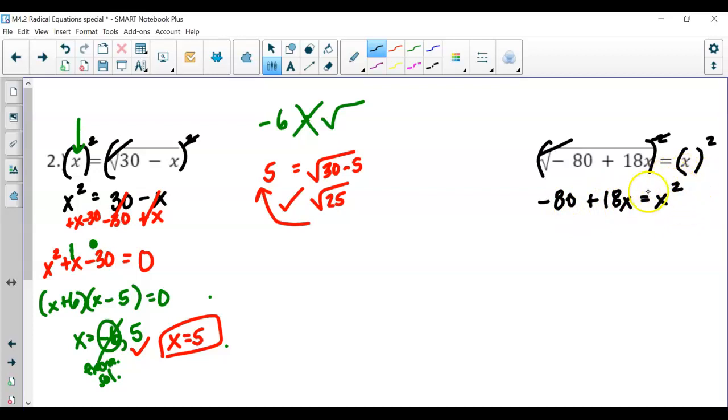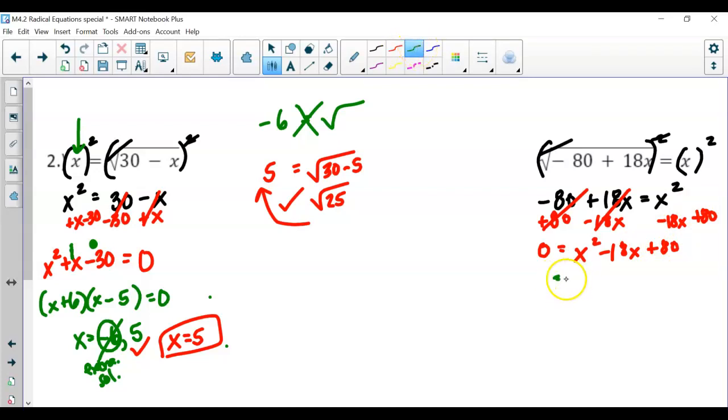So again, notice you were solving the quadratic. And so that means quadratics always have to equal what? 0. So you needed to add the 80 to both sides as well as subtract 18x from both sides here. So now canceling out, they equal 0. So x squared minus 18x plus 80 is now equal to 0.